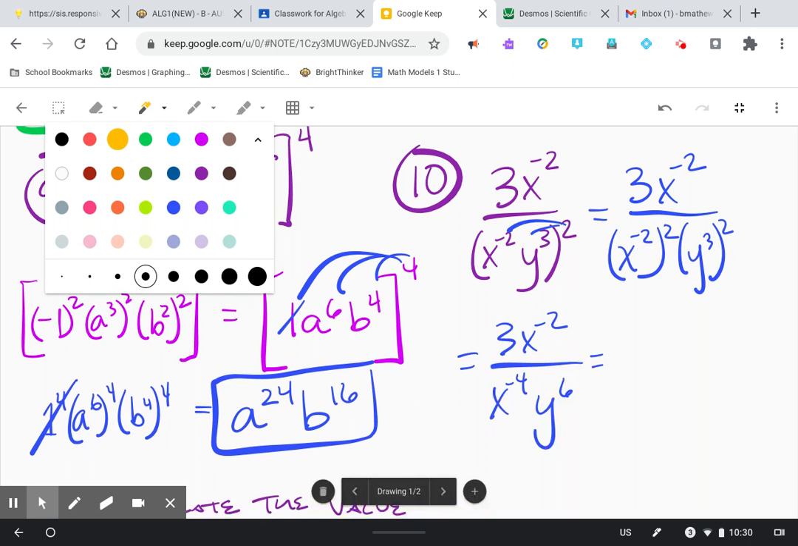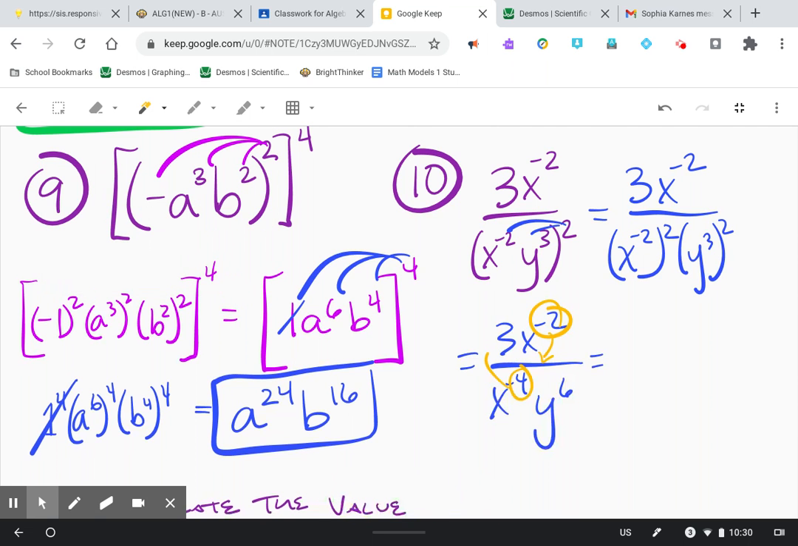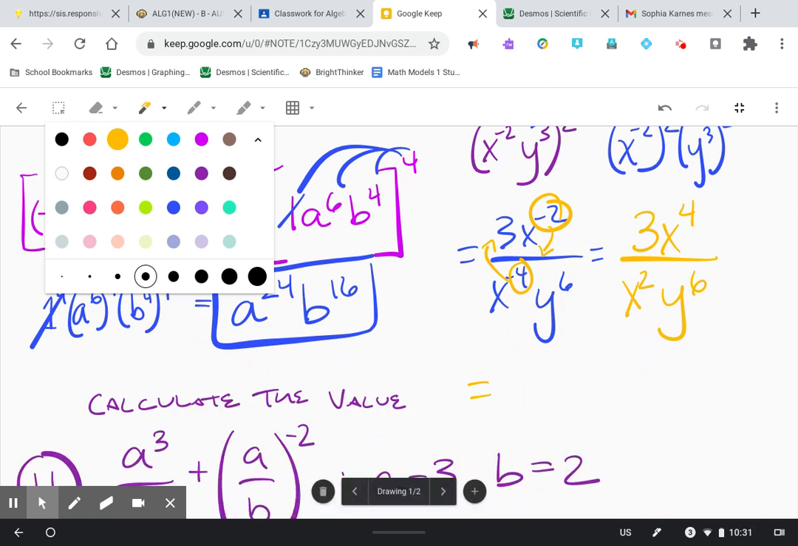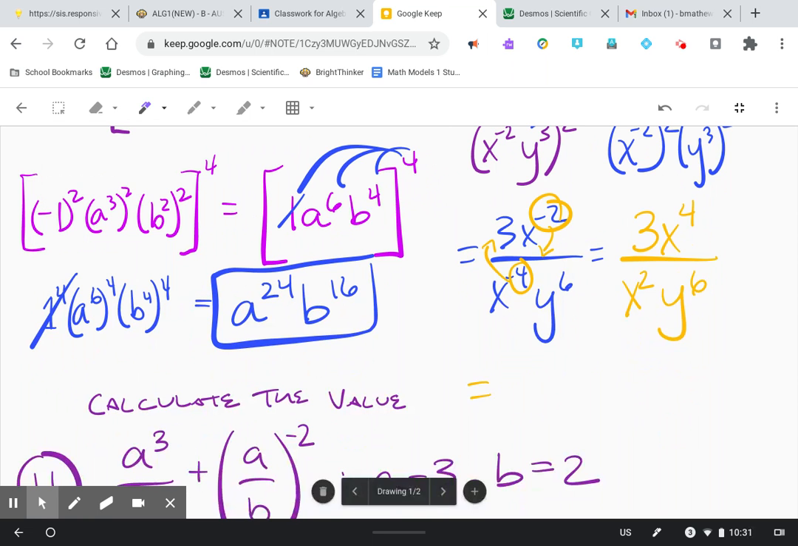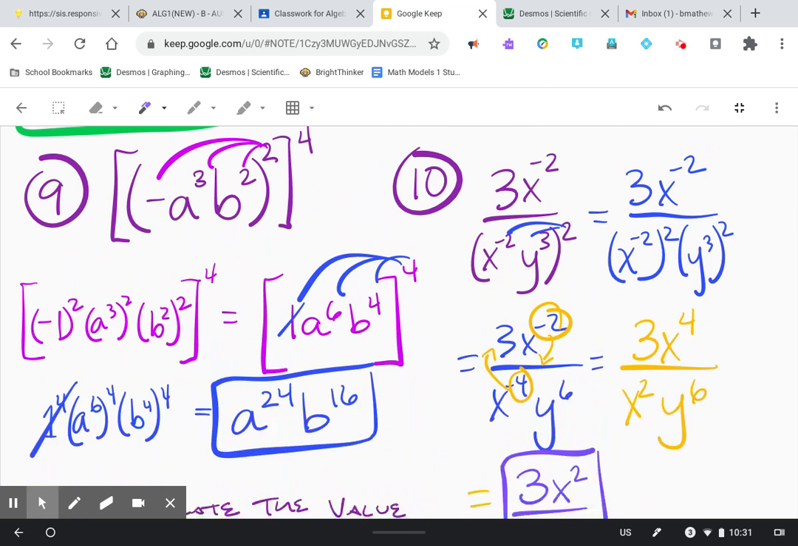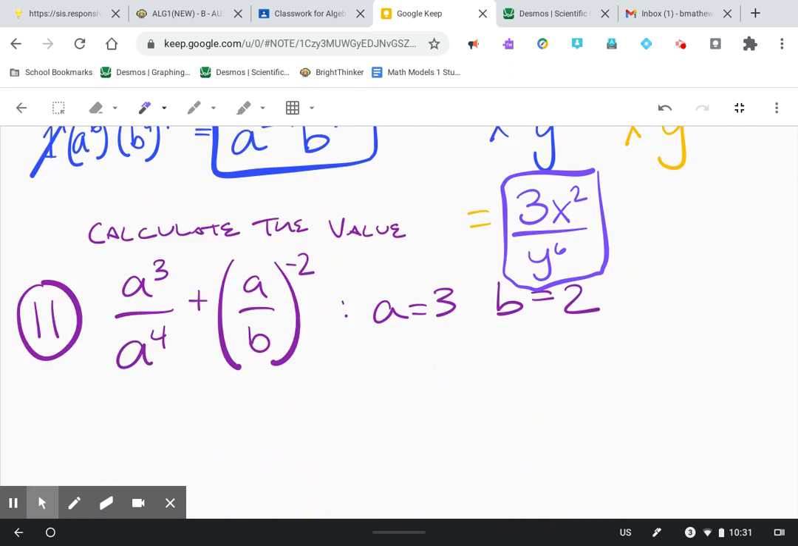Because these are negative exponents, they need to be moved to the other side. So this becomes 3x to the 4th, because that 4 went up and became positive. X squared went down here, y to the 6th. Almost done. The very last step is to deal with the fact that we have 2 different x's. There's 4 up here and 2 down here, so we're going to do 3x to the 4 minus 2 is x squared, and then the y to the 6th stays in the denominator. That's probably the most challenging one so far. Just remember the negatives. You've got to switch them from one side of the fraction bar to the other in order to get the final answer.